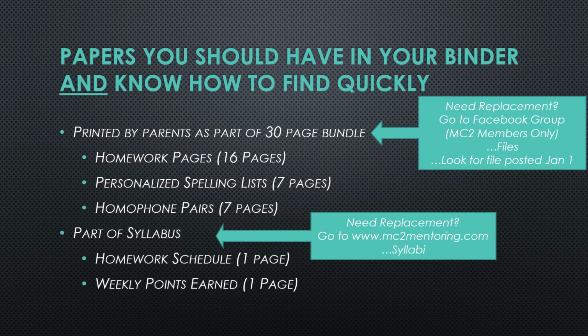So this is the same sheet we saw before. Hopefully it makes more sense now. The 5 different types of pages you should have is your 16 homework pages, your 7 pages of personalized spelling lists, and your 7 pages of homophone pairs. Those should all be behind their own divider. Then also, probably at the front of your binder or somewhere you can find it easily because you have to see it every single week, is put your homework schedule page and your weekly points earned page.